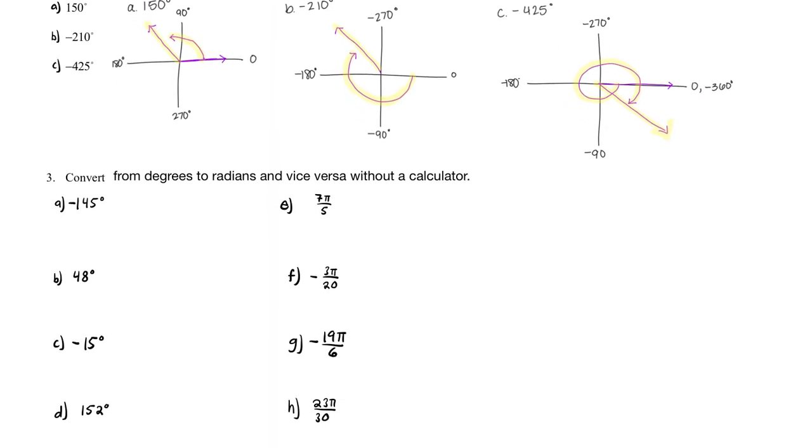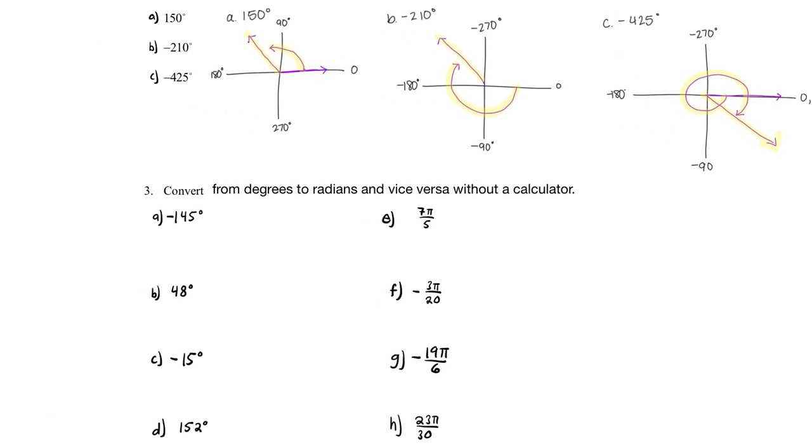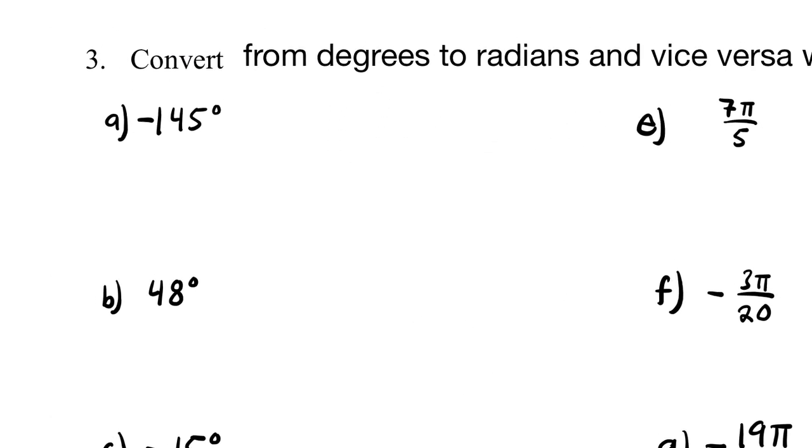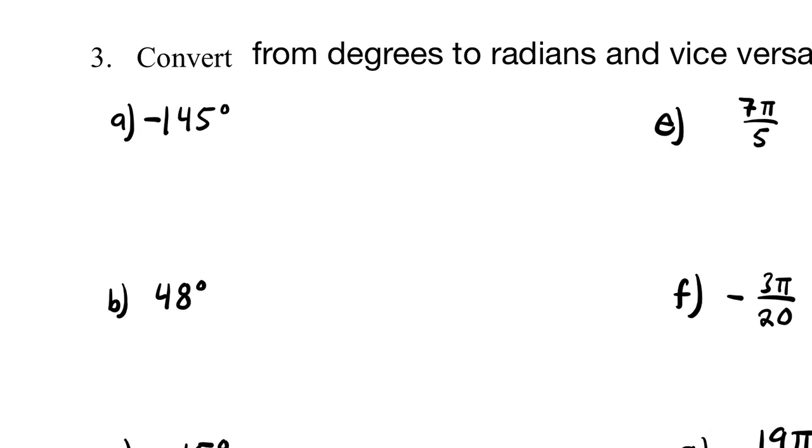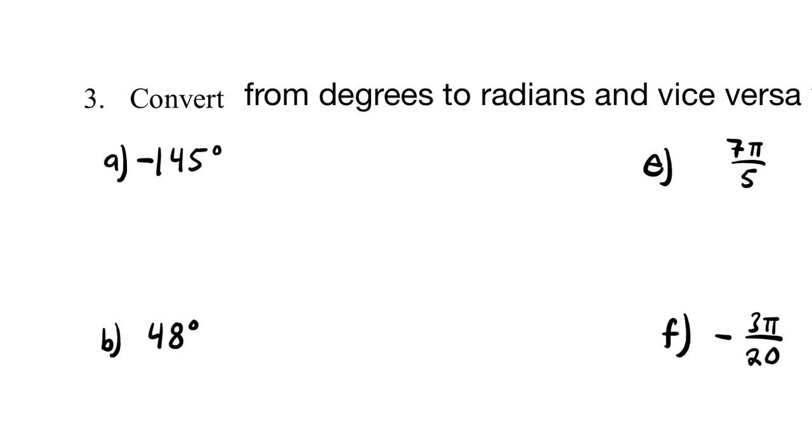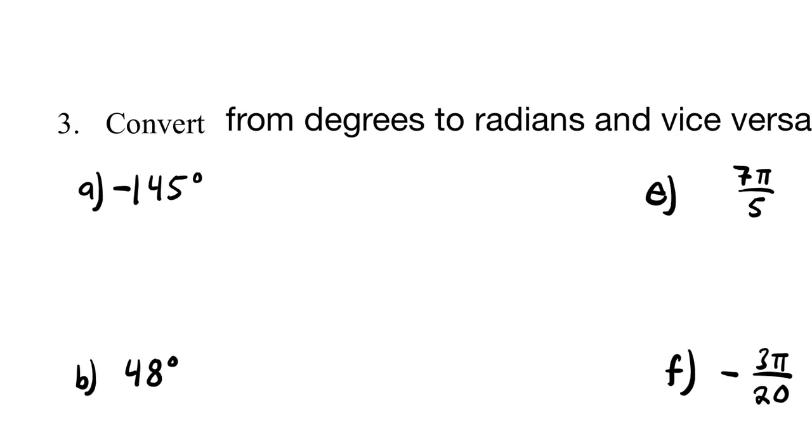And let's go ahead and look at the next one. It says, convert from degrees to radians and vice versa without a calculator. You guys are not going to have a calculator for this quiz, so you have to know how to convert. Keep in mind, if you're converting something to degrees, your answer must have a degree symbol. So let's go ahead and solve some of these. Keep in mind, like I said, we kind of brain dumped at the top. We wrote what we needed.